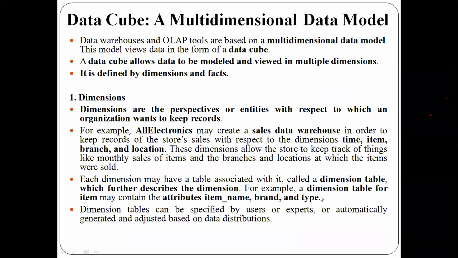Product, okay, and then what is the type of that item. See, all these are the attributes. See, these attributes will be stored in a dimension table.